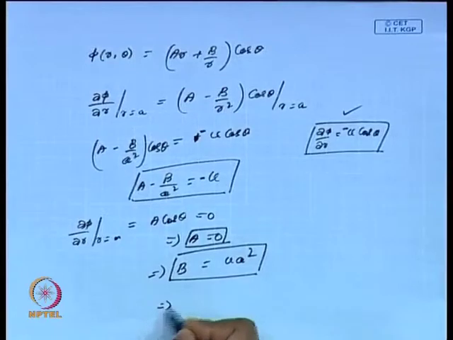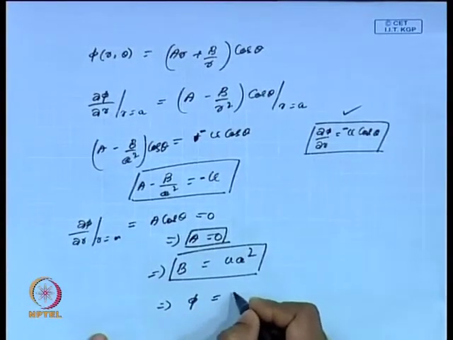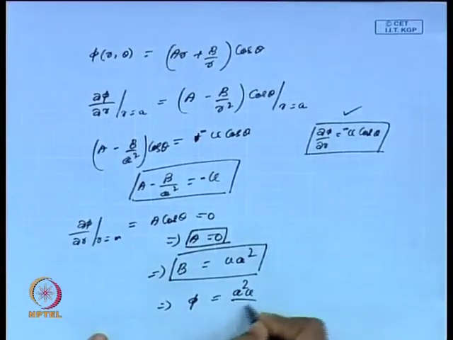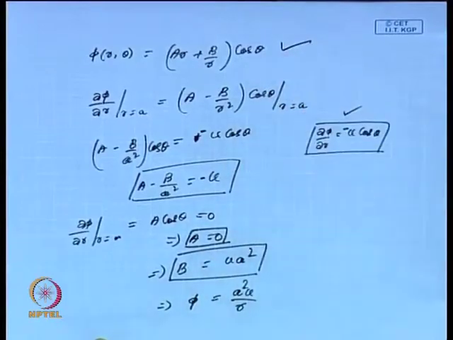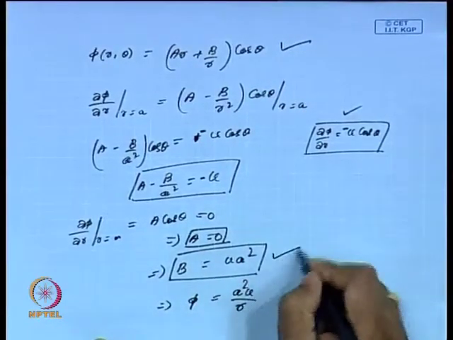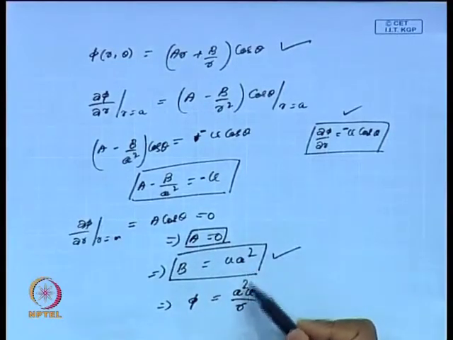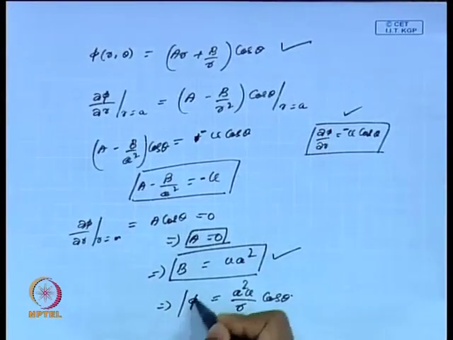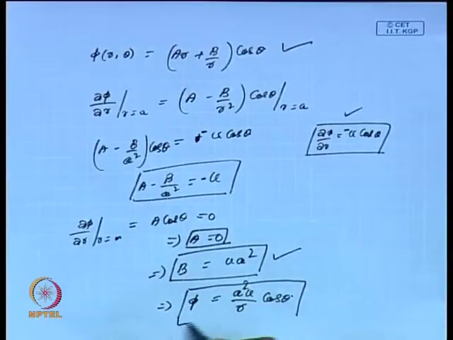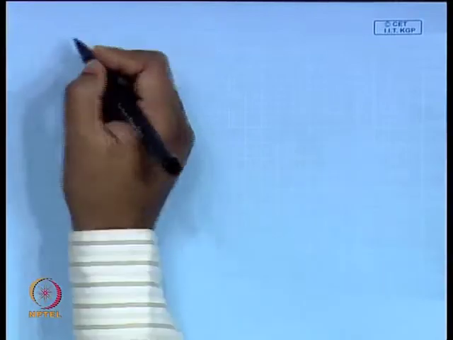So then my phi will be, from these two, phi is equal to u a square by r into cos theta, because a is 0. This is the velocity potential. Once I have obtained phi, then what will be my psi? Then what will be my del phi by del r?